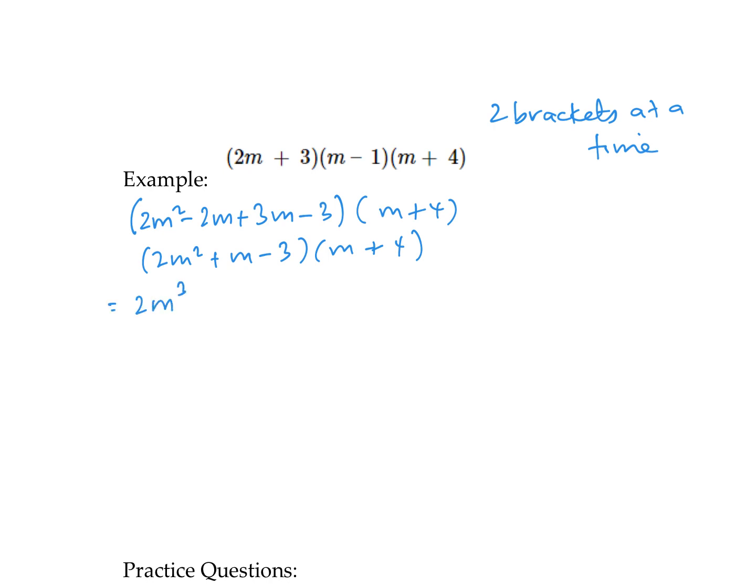So we'll multiply 2m by both terms. We'll multiply m by both terms. And we'll multiply 3 by both terms. And then we'll collect like terms. If the question does not say simplify or collect like terms, it's assumed that you would do it. Whenever it says simplify, it means expand brackets and collect like terms. And there is our final answer.